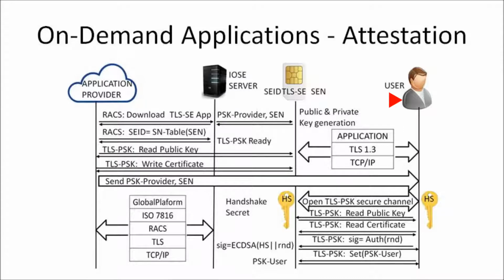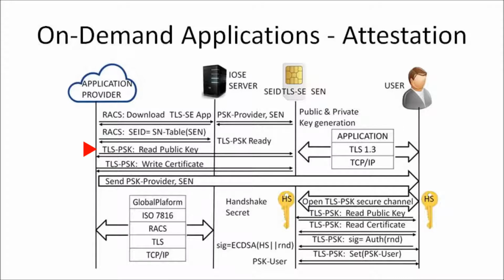The user requests the service provider to deploy a TLS-SE application. The service provider downloads the application in a particular secure element identified by its SEID. Upon instantiation, the TLS-SE app generates a pair of public and private keys. Thereafter, the application provider binds SEN to SEID thanks to a dedicated RACS command. At this step, the TLS-SE server is a TLS node identified by its SEN and TCP/IP socket.